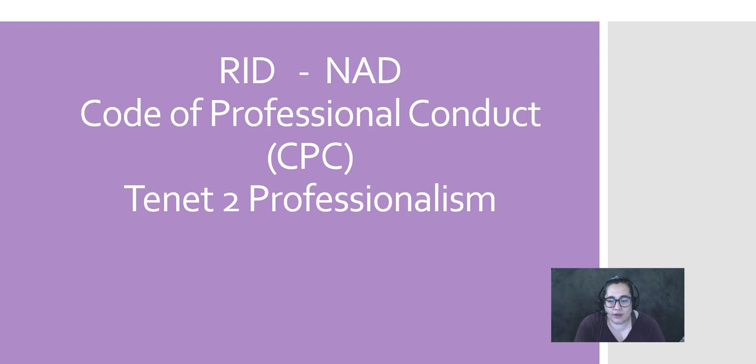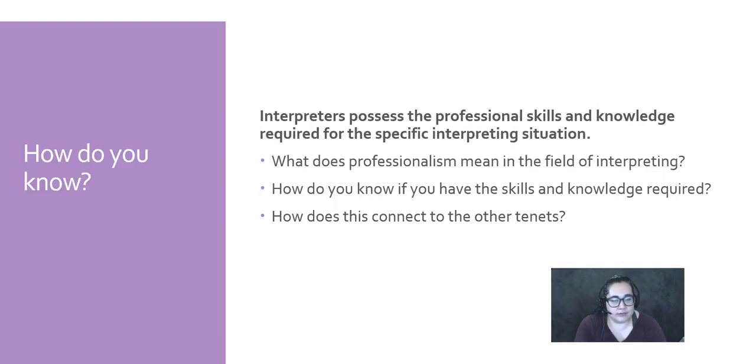So in this video, we're going to discuss tenet number 2, professionalism. And so a question that I want to ask you is, at the beginning of the tenet, you'll see it says interpreters possess professional skills and knowledge required for specific interpreting situations. That's what the tenet is exactly.